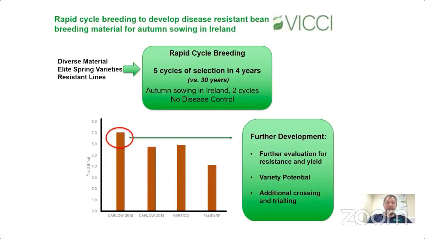Now, whilst the breeding cycle in the commercial program can take up to a decade, under certain circumstances it's possible to perform 1 or even 2 rounds of crossing and selection per year to rapidly improve individual target traits.